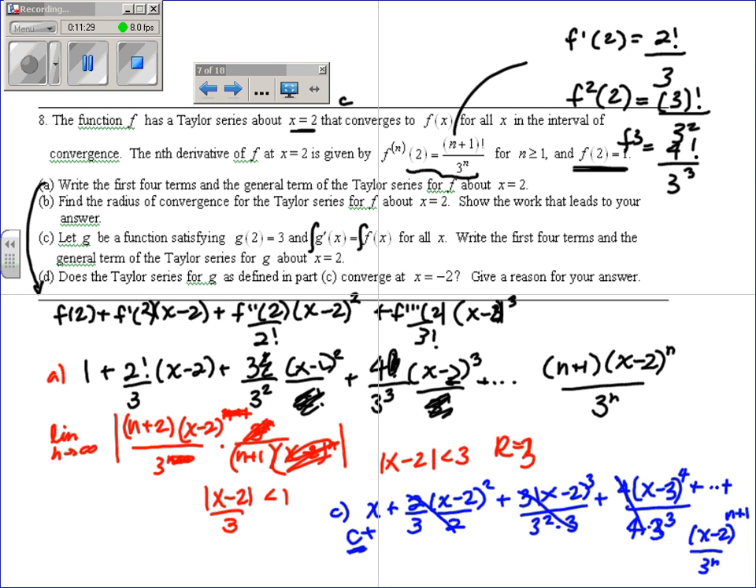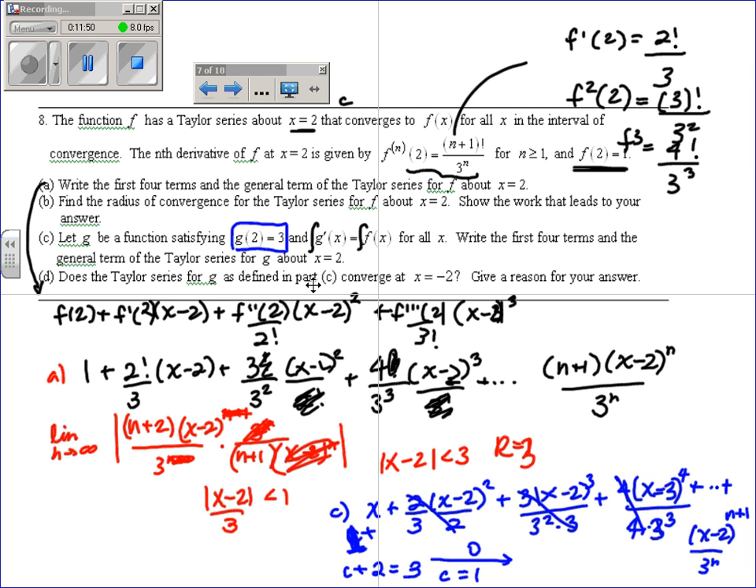Now I need to find c. If I plug in 2, I'm supposed to get 3. So if I plug in 2, all of these will zero out. So all of these go to 0. But then you would just have c plus 2 needs to equal 3. And so that means that c must be 1. And so that's where they get that c is equal to 1.